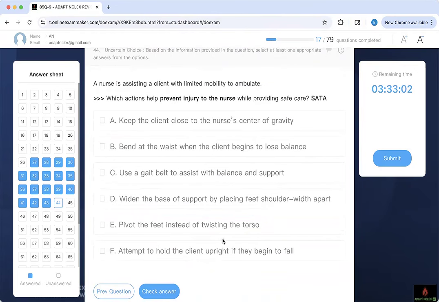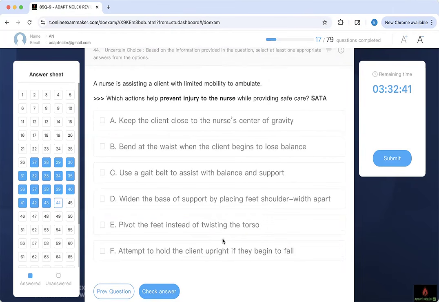And then, assisting the client with limited mobility to ambulate. That means he can't move much at all. Which action helps prevent injury to the nurse while providing care? It's the opposite. Now, you don't want the patient falling, but you want to protect yourself so that you don't get injured with a patient who is more likely to fall. I want you to do that.